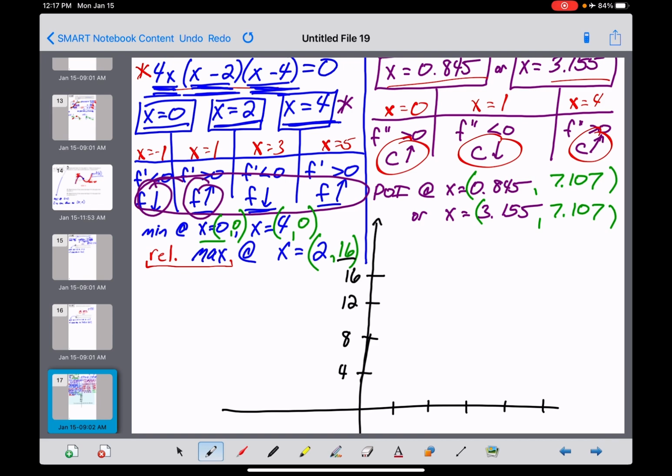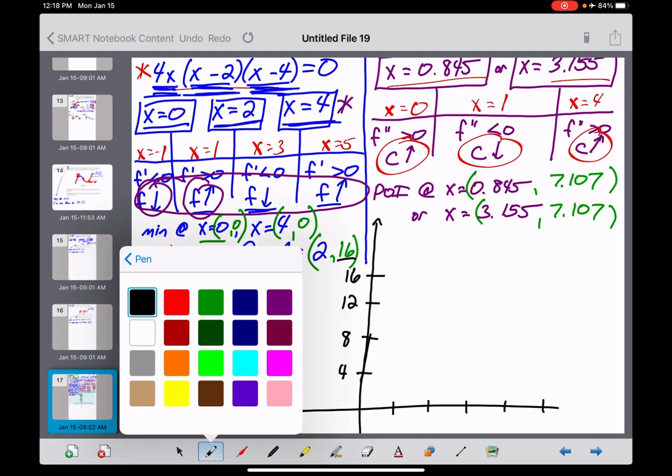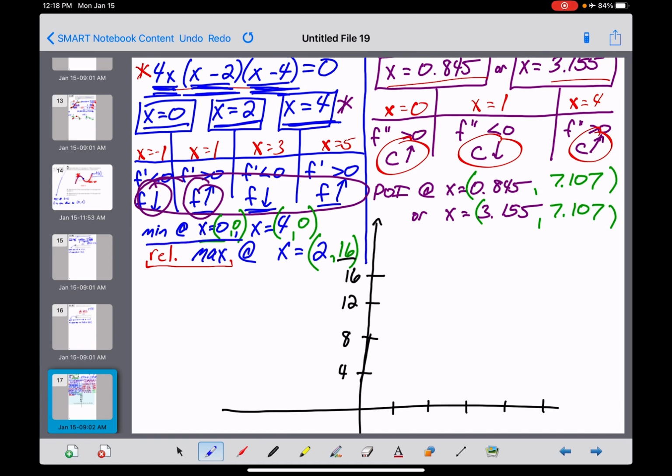All right, guys, just reading this information now from left to right, we've got a minimum right here at 0, 0. Another minimum at 4, 0 right there, a maximum in between at 2, 16. So that's roughly right about there. A point of inflection at 0.845. That's just a little bit less than 1, and a y value of about 7. None of this needs to be perfect, you guys. And another point of inflection at just over 3, and then that same y value again.